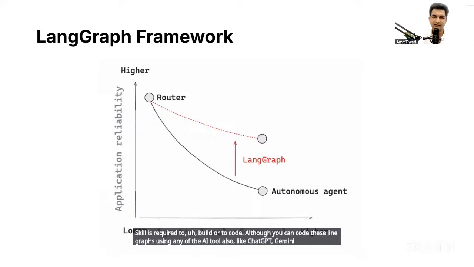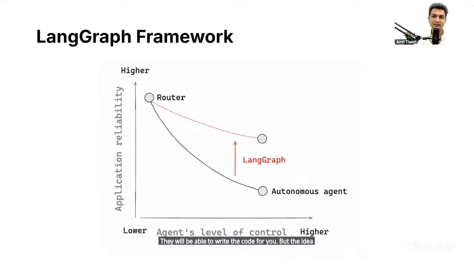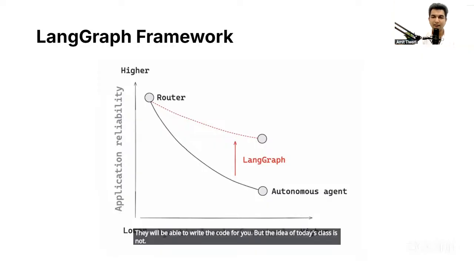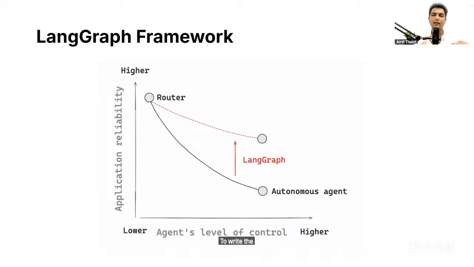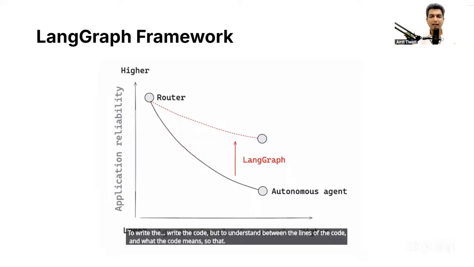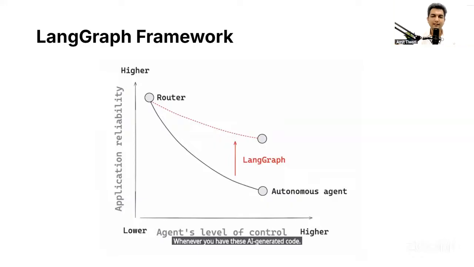If you can tell your problem to ChatGPT or Gemini in a very particular way, they will be able to write the code for you. But the idea of today's class is not to write the code, but to understand between the lines of the code and what the code means, so that whenever you have AI generated code, you are always ready to debug it, right?